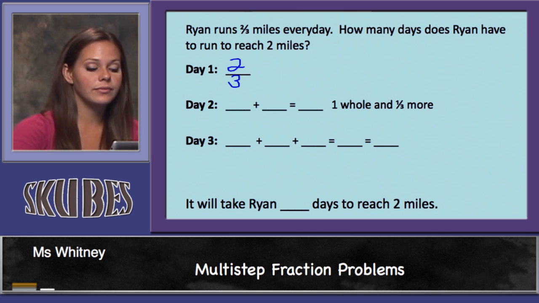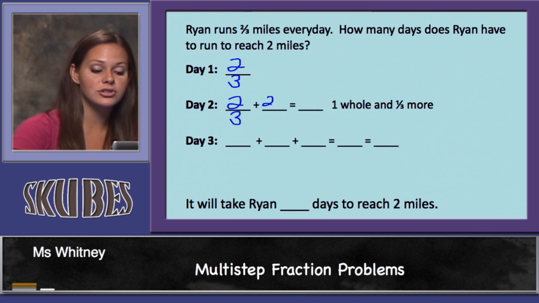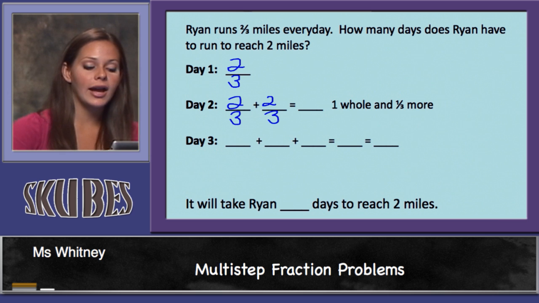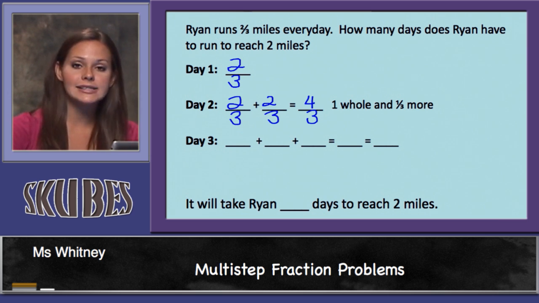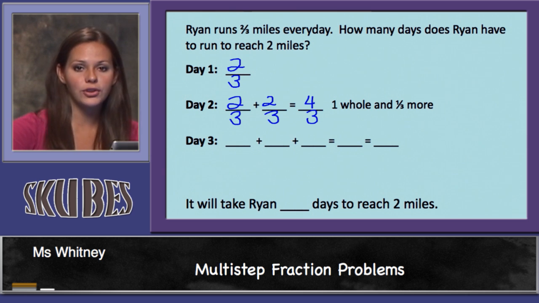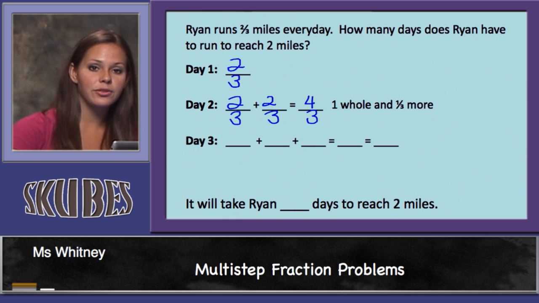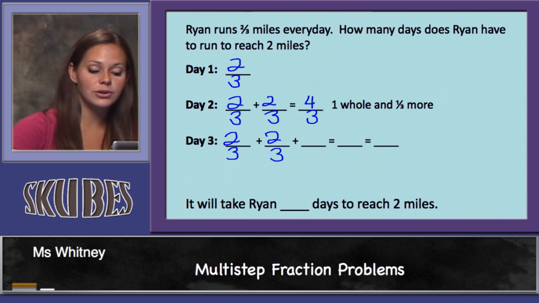On day 2, Ryan runs the 2/3 that he ran on day 1 plus another 2/3. So Ryan has run a total of 4/3 miles by day 2. This is the same as 1 whole and 1/3 more. On day 3, we'll add what he ran on day 1 plus what he ran on day 2 plus another 2/3 which he'll run on day 3.